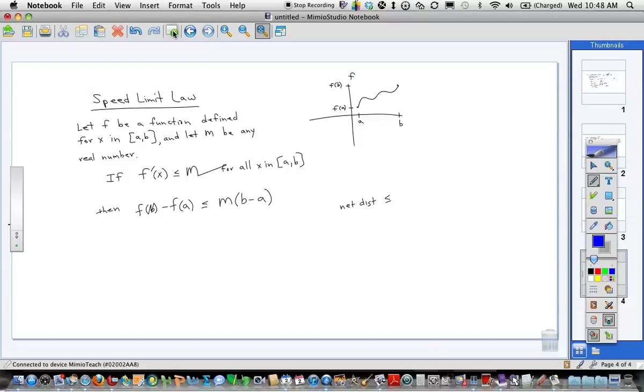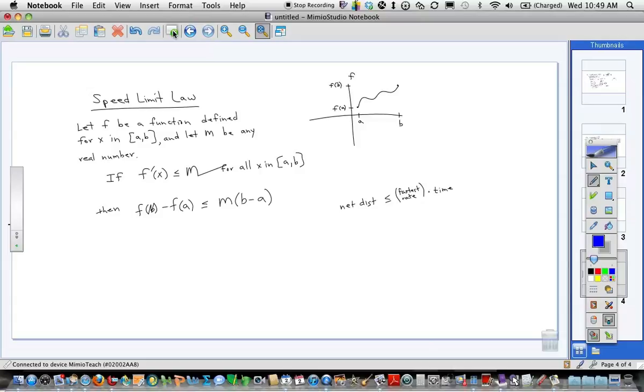That's the max speed it went. Because what this line right here says, if its velocity is always less than or equal to some number M, that's like saying this is the fastest it went. Okay? So that's its fastest rate. That's M. Times, and what's B minus A? Wouldn't that be the time? That's what this axis is here, is time. So this would be the time that it traveled.